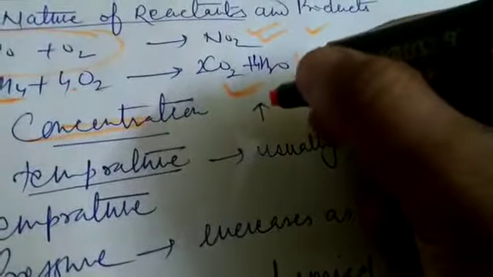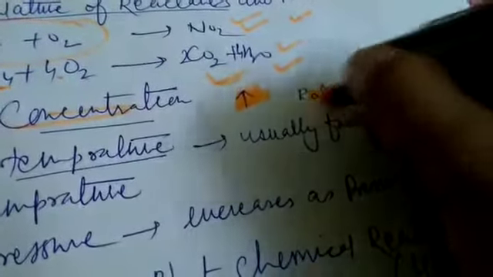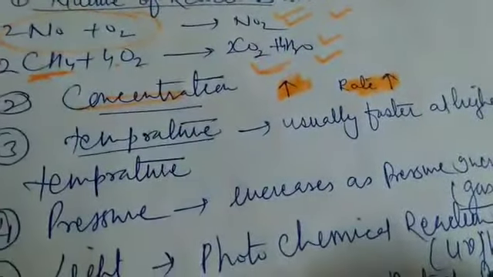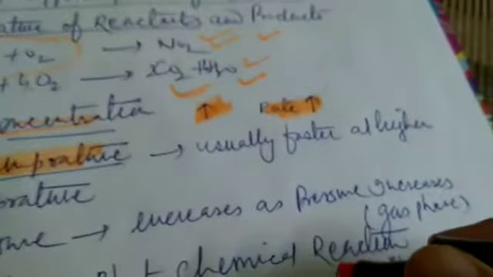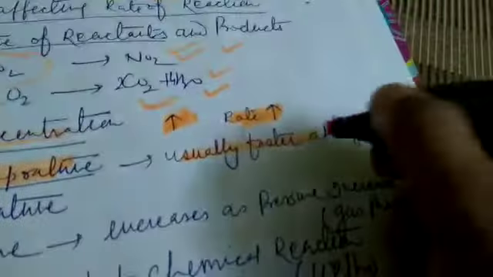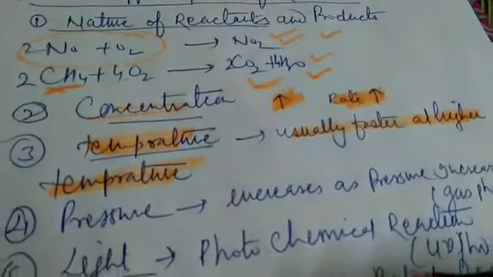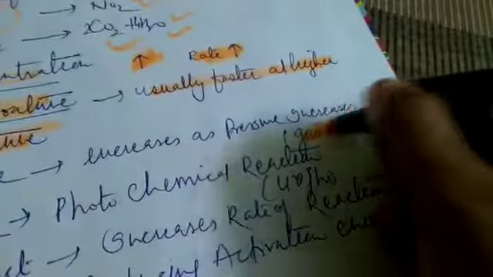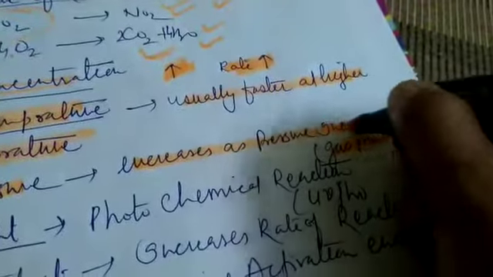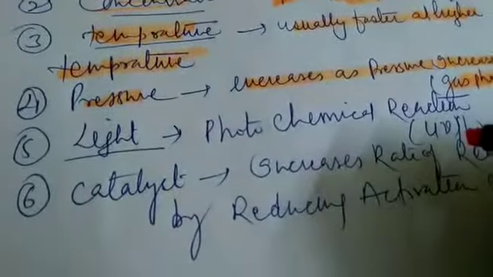Concentration. With increase in concentration of reactants, rate also increases. The third effect is temperature. Usually reactions are faster at high temperature, it means the rate of reaction increases with increase in temperature. Pressure. If we are taking gaseous reactants, then the reaction rate will be increased with increase in pressure.